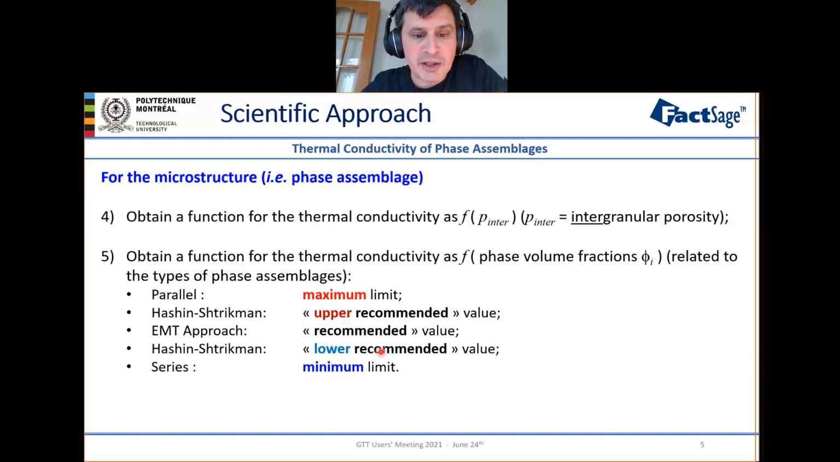However, we want to provide the best estimate using the EMT approach, effective medium theory. And this effective medium theory goes very well with the Hashin-Shtrikman upper and lower recommended value limits. So basically, the EMT value is always between the Hashin-Shtrikman limits, which are always between the minimum and maximum values.